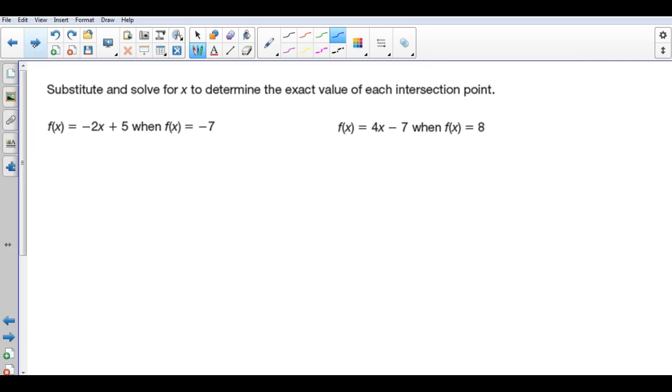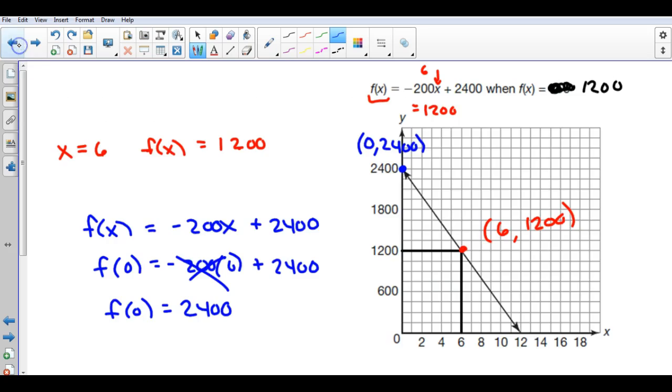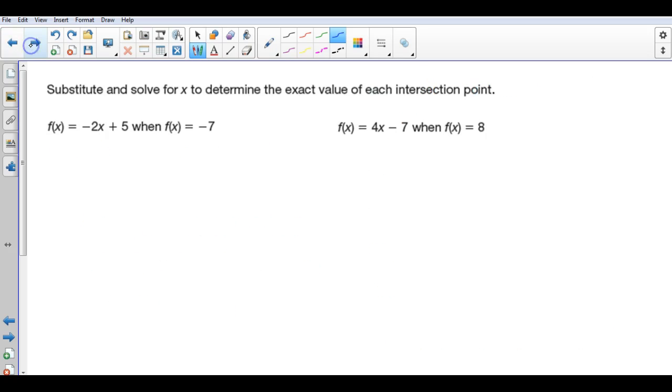So then I have my last problems. What we're going to do is substitute for these and solve for x to determine the exact value. So this is going to be kind of what we did on these last problems, except we're not going to use a graph. We're going to use an equation. So f of x equals negative 2x plus 5 when f of x equals negative 7. So what I want to do is find what x value it is.